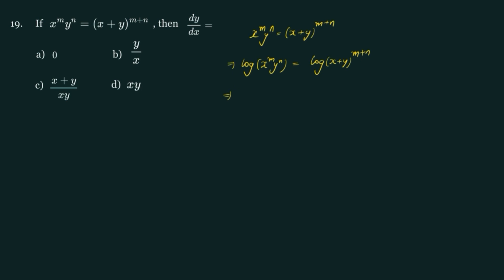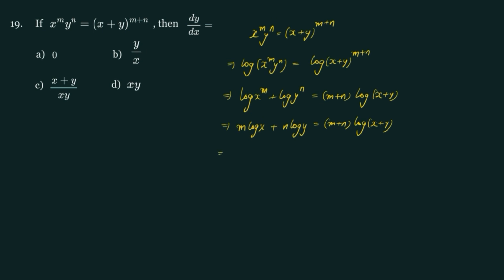And log of a into b is log of a plus log of b, equals to, here it will be m plus n log of x plus y. So it implies m log x plus n log y equals to m plus n log of x plus y. See here, m and n are constant. Okay, now we will differentiate the equation both sides with respect to x.